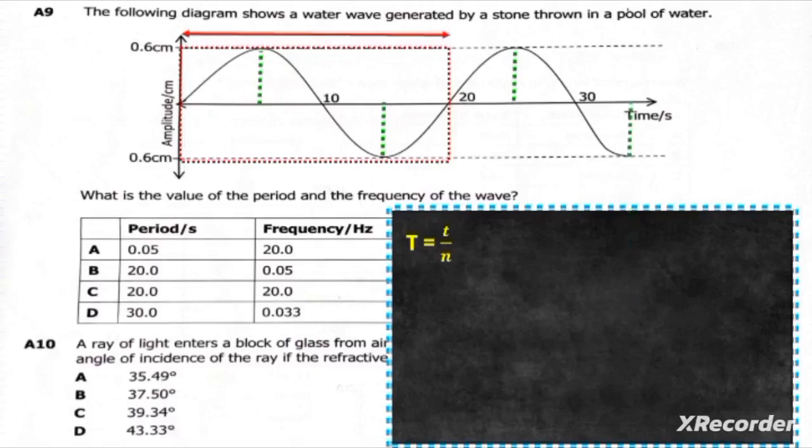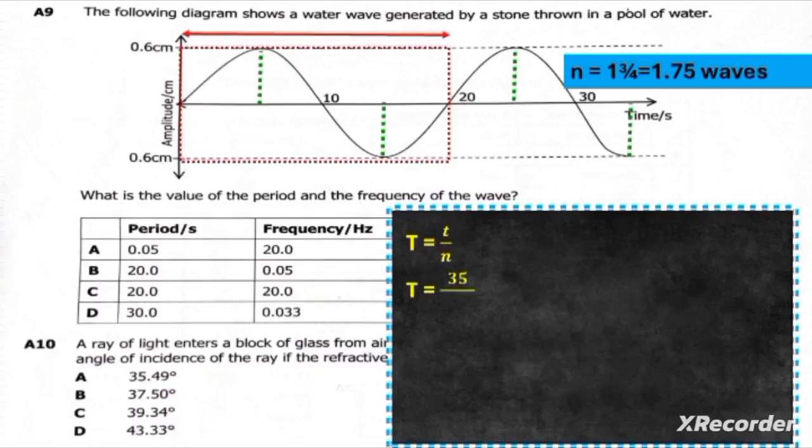Okay. Then here we have 3 quarters. 1, 2, 3, 4. So we are going to make one complete wave and 3 quarters. So the number of waves therefore is 1 and 3 over 4, which is 1.75 waves. Then the time taken to complete these waves is 35. So here it is 35.